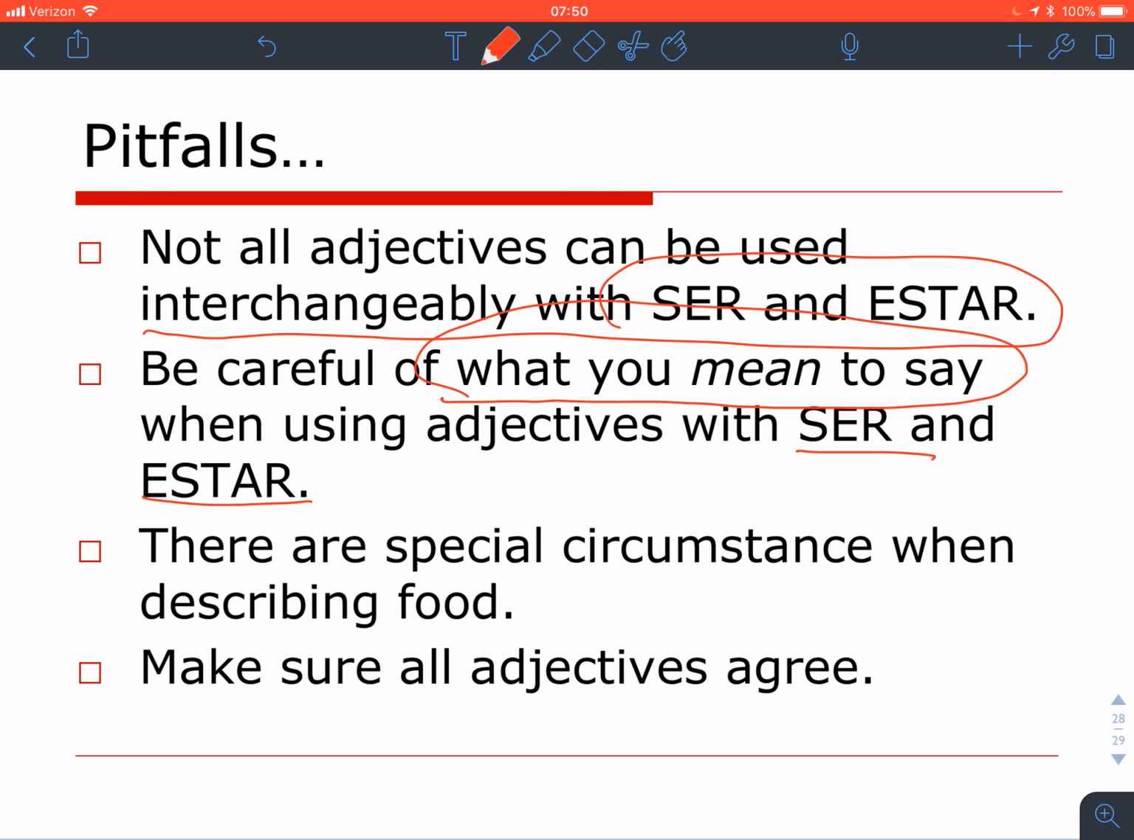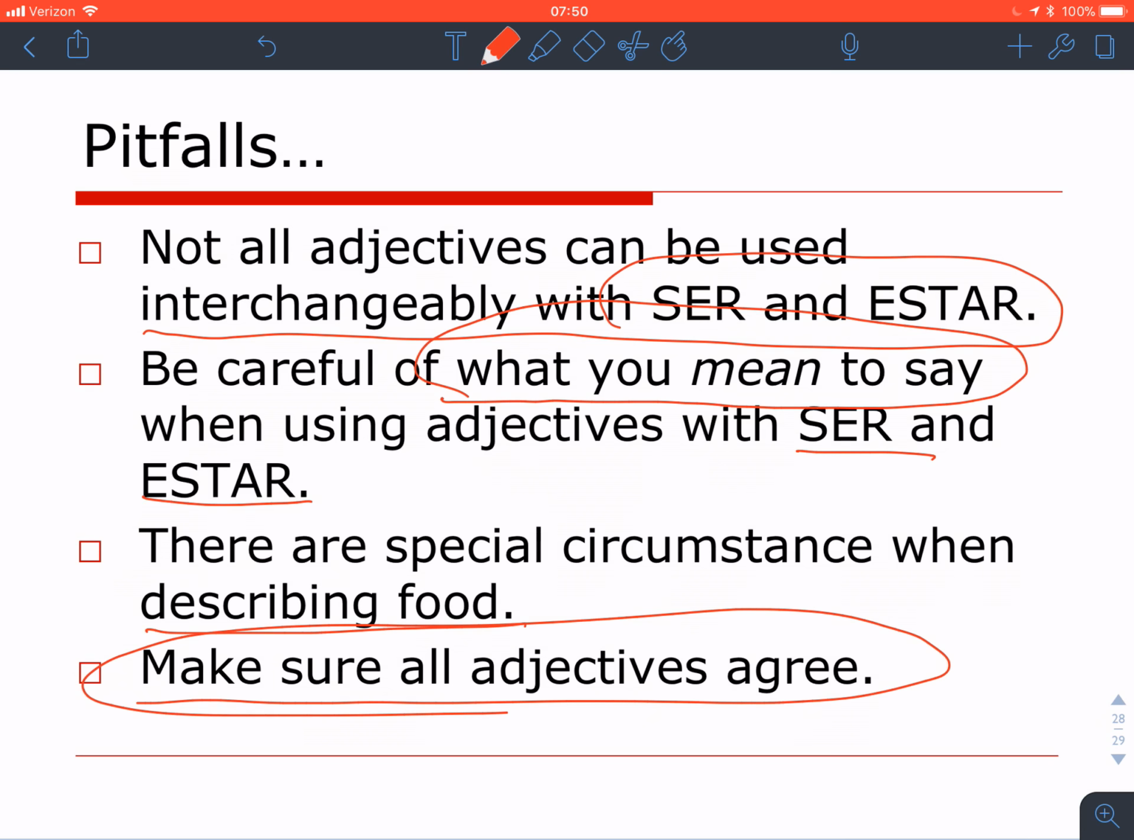There are also special circumstances when describing food, and you have to make sure all adjectives agree. And that, in a nutshell, is the second part of ser and estar.